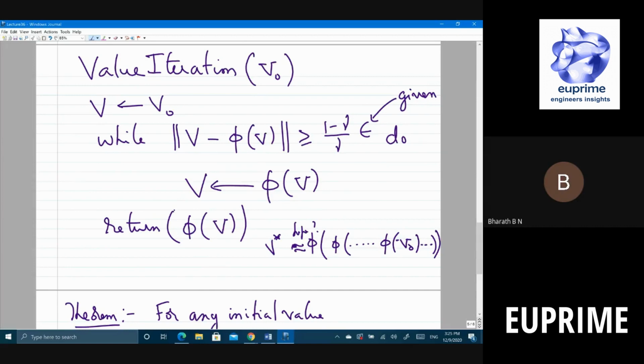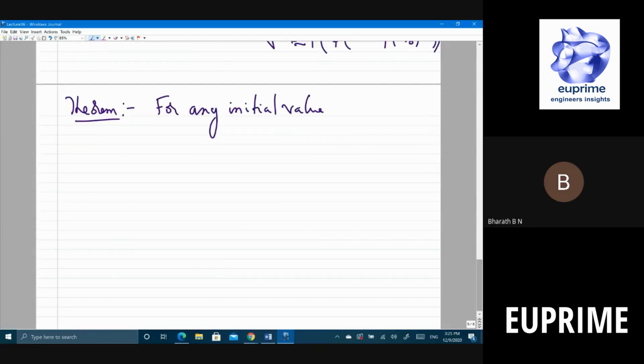Let us look at what the consequences of that are. If you stop immediately after this difference is less than (1 minus nu) by nu times epsilon, essentially you will have an accuracy of the order epsilon. We'll see that will pop out as a consequence of the proof. So take any initial value V0, the sequence.